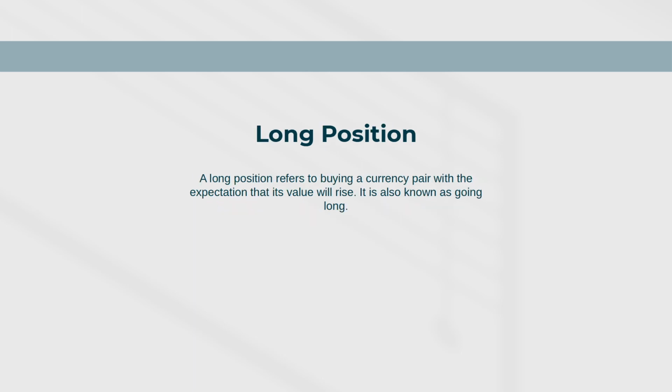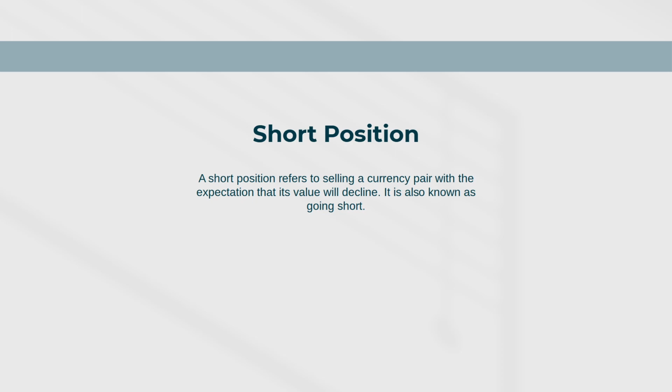Long position. A long position refers to buying a currency pair with the expectation that its value will rise. It is also known as going long. Short position. A short position refers to selling a currency pair with the expectation that its value will decline. It is also known as going short.